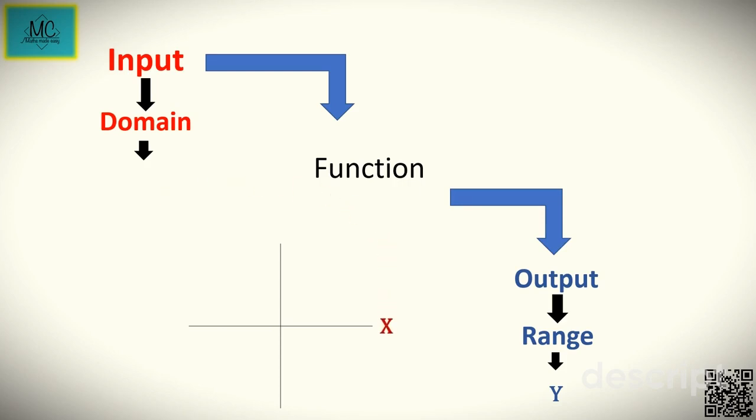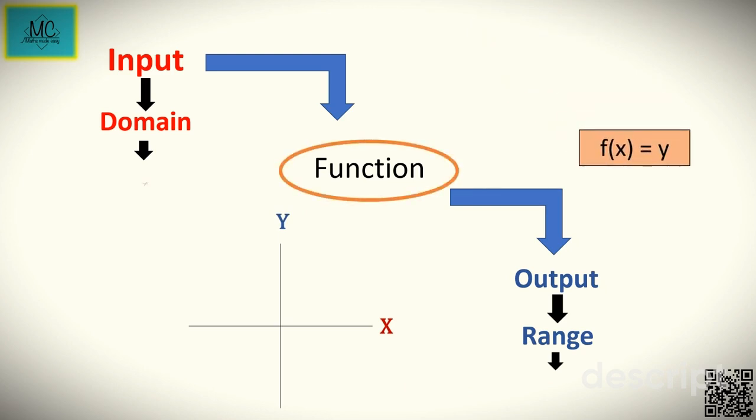All right, and where do we find them on our graph? x is on the x-axis and y is on the y-axis. So y is the range and x is the domain. So it can also be written as f of x is equal to y, where f is the function. So function of x is equal to y. Okay, so this is the information it's actually giving us.